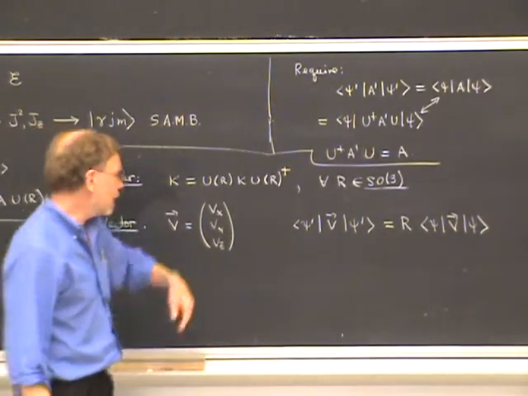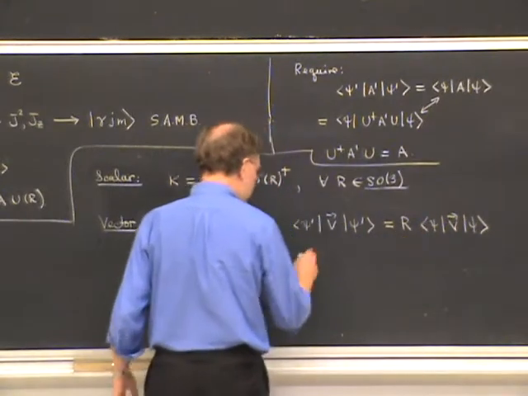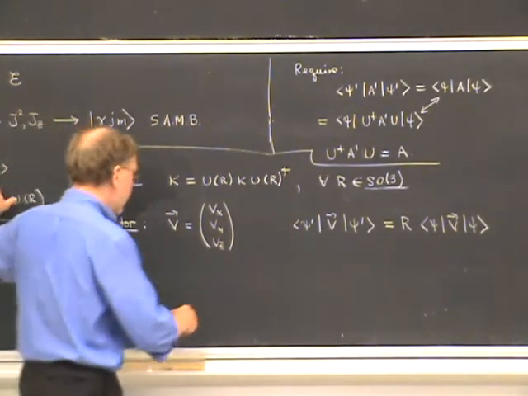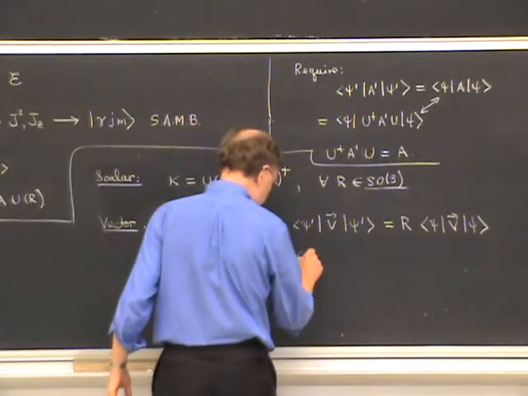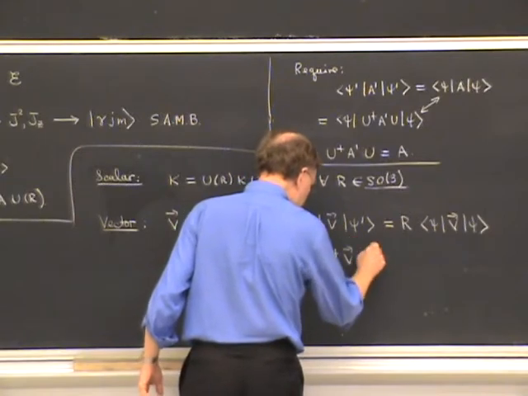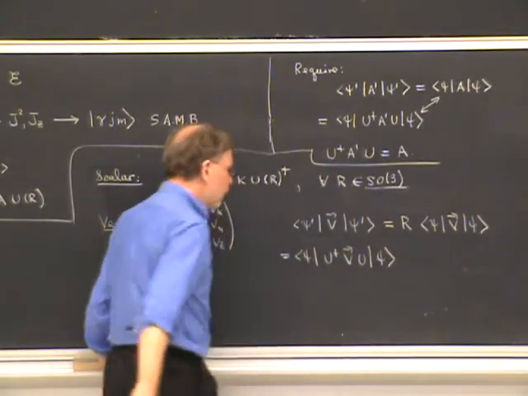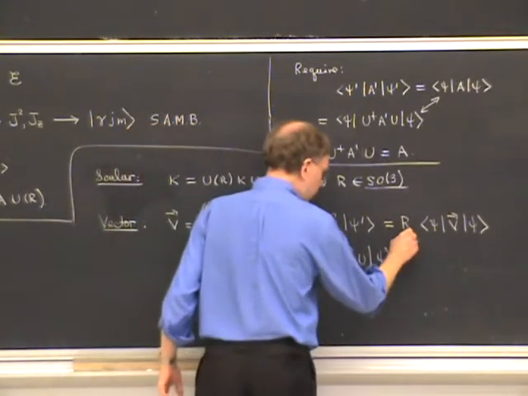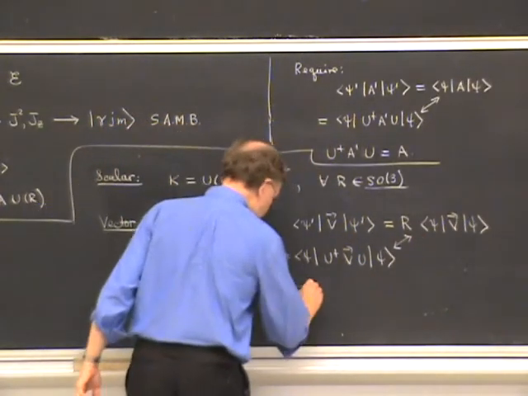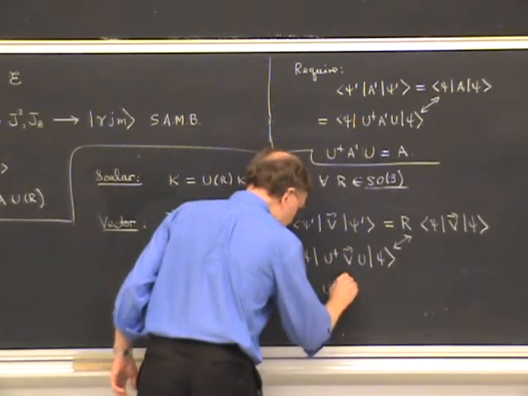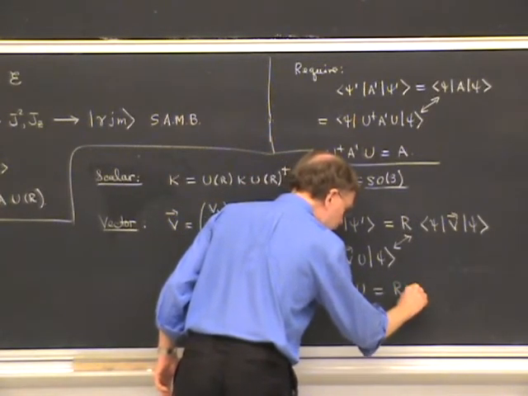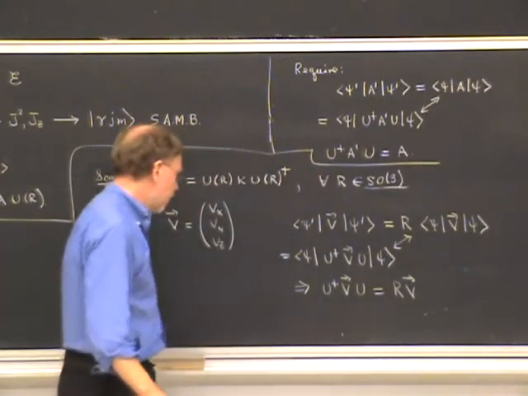But to extract it and get a little more useful form for it, let's notice that since psi prime is u times psi, the left-hand side is the same thing as psi sandwiched around u dagger V u, like this. And since these two things on the two sides have to be equal and psi is arbitrary, this implies that u dagger times the vector operator times u must be equal to the rotation matrix multiplied onto the original vector operator.